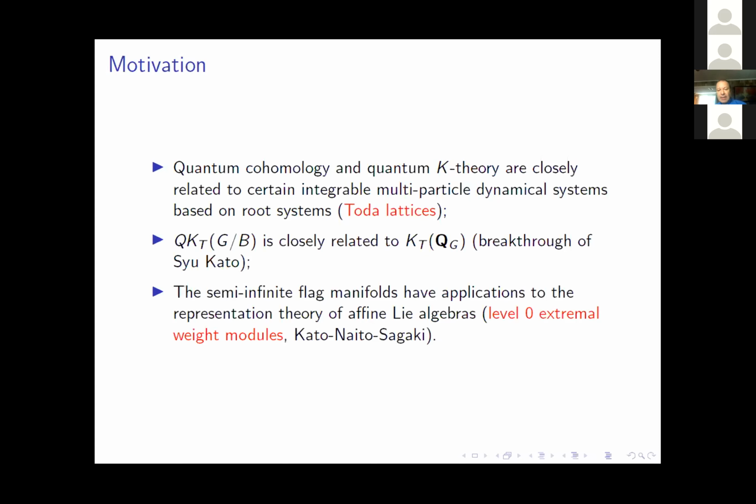And then there are also links to representation theory, in the sense that the semi-infinite flag manifold has applications to the representation theory of affine Lie algebras. More specifically, we talk here about so-called level 0 extremal weight modules, which were studied by Kato, Naito, Sagaki, and also other people.